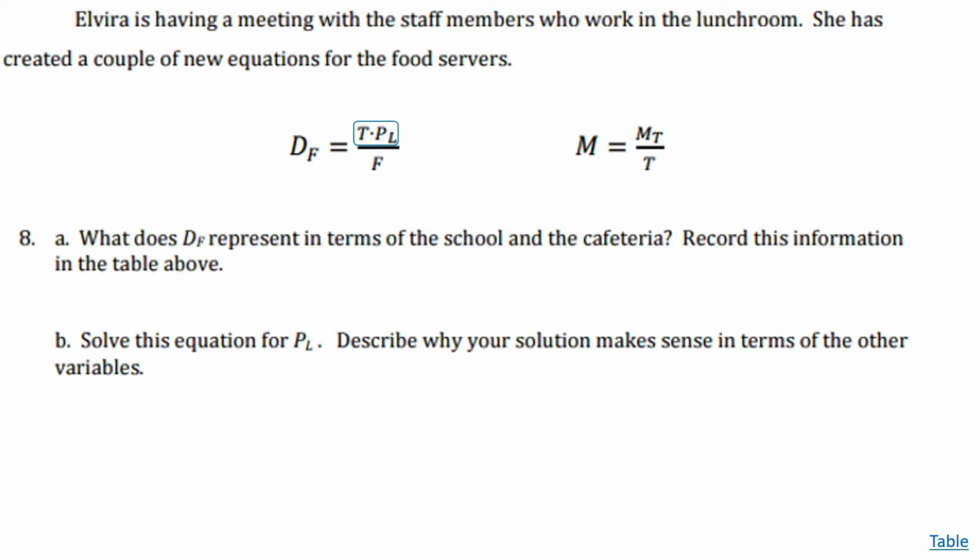Okay, record this information in the table. So D sub F. Well, I need to know what T times P sub L would be. Now, wasn't T the total number of lunches sold times the price per lunch? If that is the case, that would be the total revenue brought in. Let's see if we remember that, or do we need to go peek at the table? Yeah, daily revenue. And wasn't F the number of food servers?